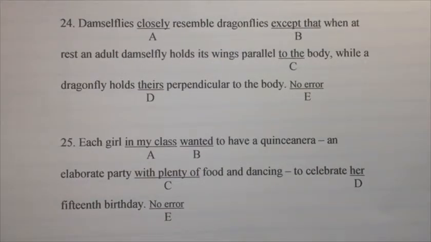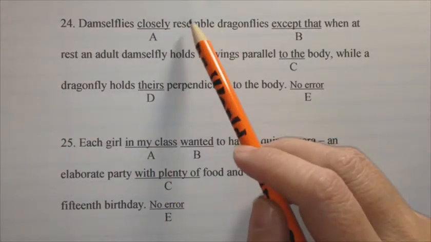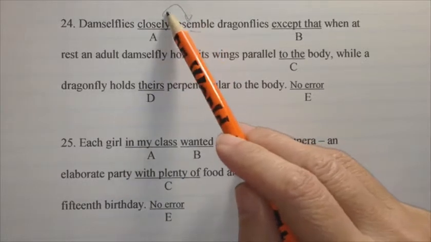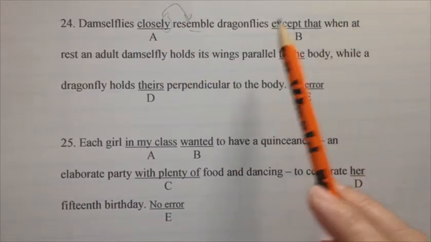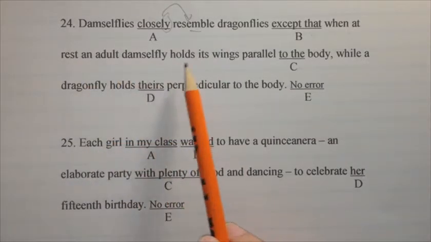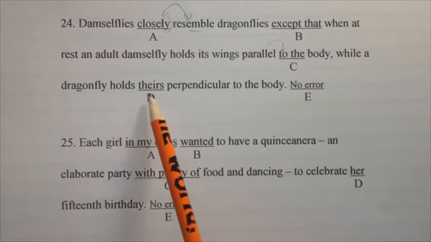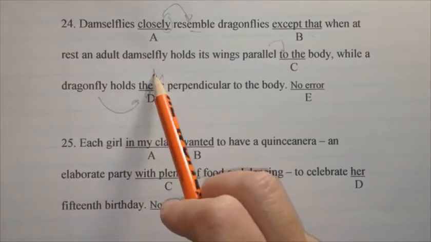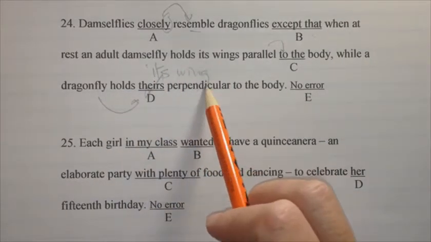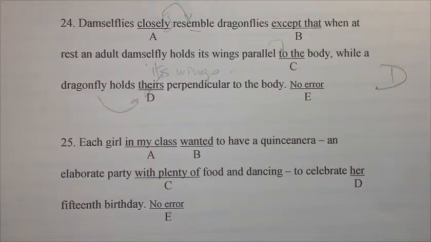Damselflies closely resemble dragonflies, except that when at rest, an adult damselfly holds its wings parallel to the body, while a dragonfly holds theirs perpendicular to the body. Damselflies closely resemble, that's correct, verb, adverb modifying the verb, except that when it's at rest, an adult damselfly holds its wings parallel to the body, parallel to, that's correct, while a dragonfly holds, this is wrong, dragonfly singular holds its wings perpendicular to the body. So 24D.